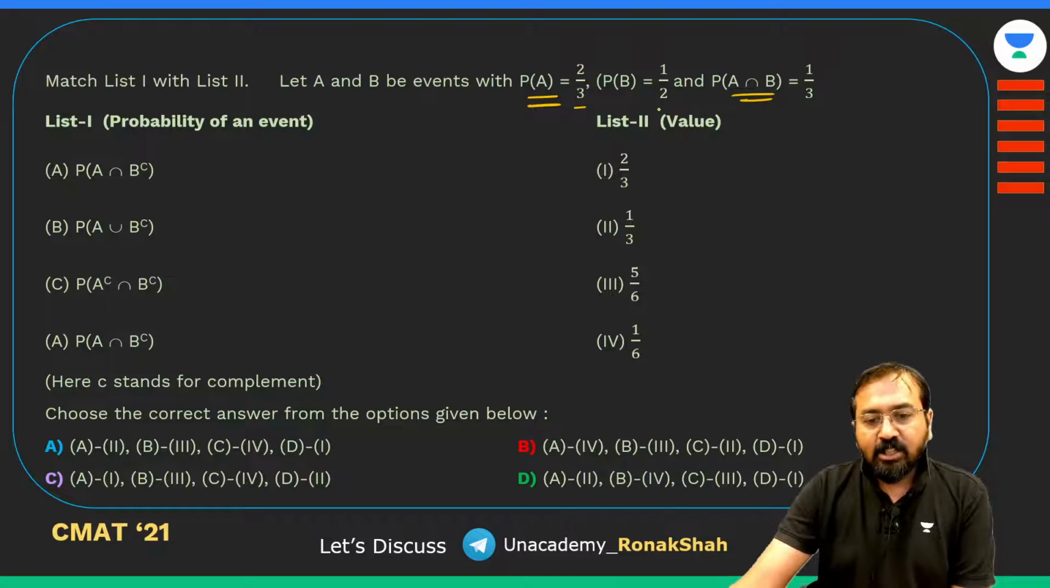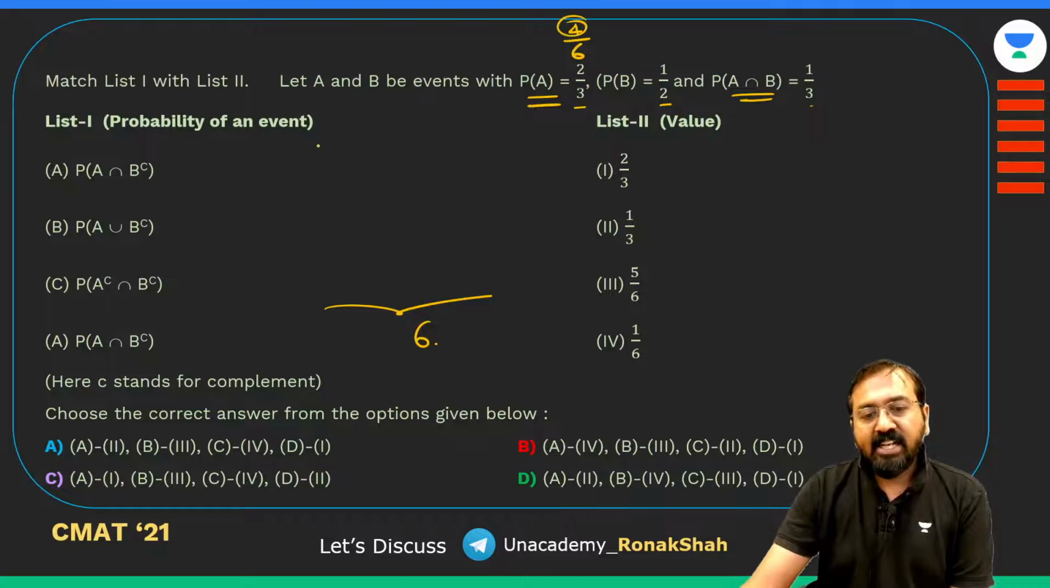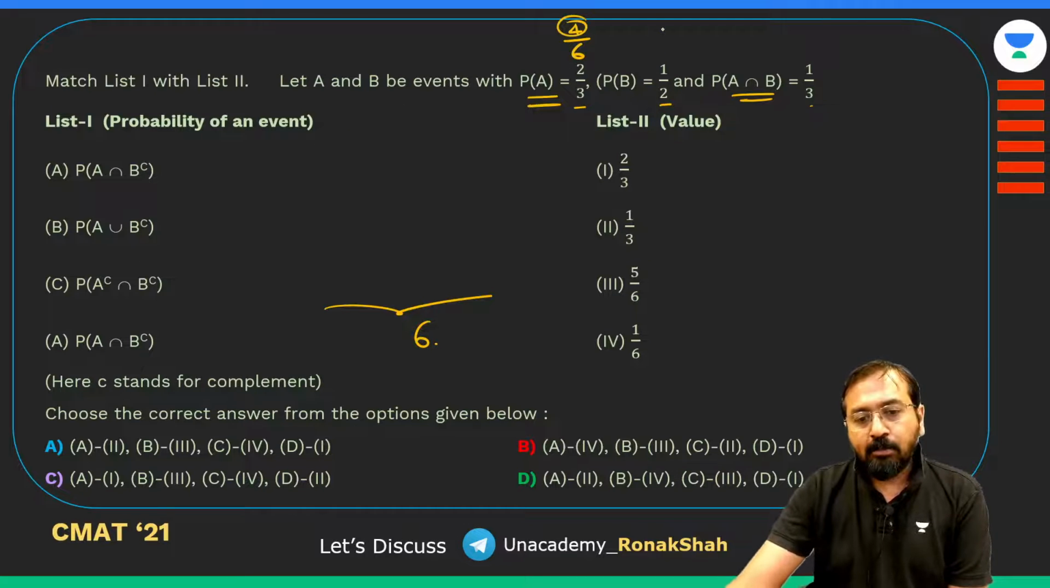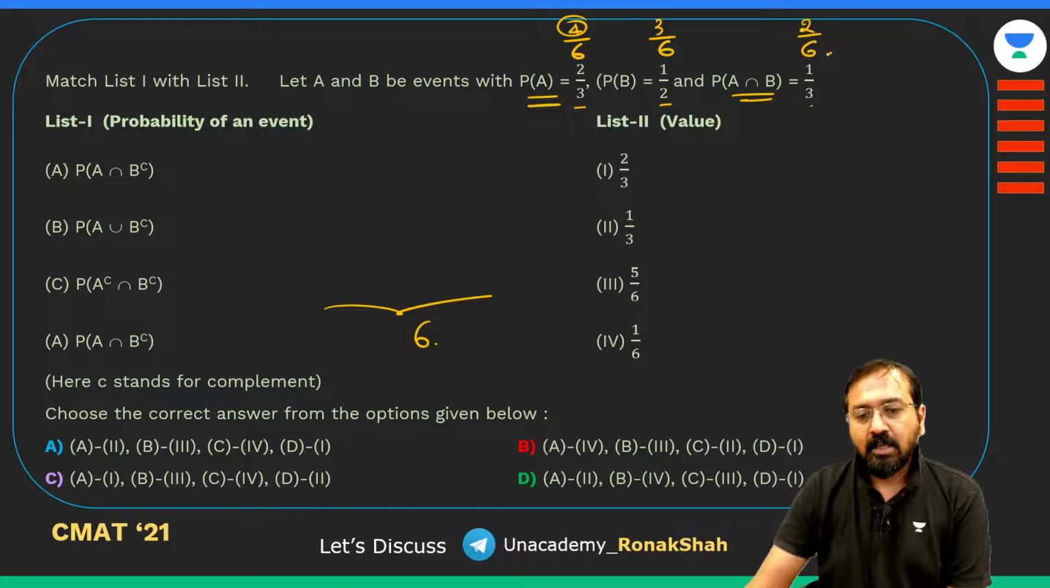Now if you look at the denominators, they are 3, 2 and 3. So let's try to make the denominators equal. The probability of event A, I can say, is 4 by 6. That means out of a total of 6 times, event A occurs 4 times. The probability of event B is 3 by 6, and the probability of both events is 2 by 6. Can I write it this way?